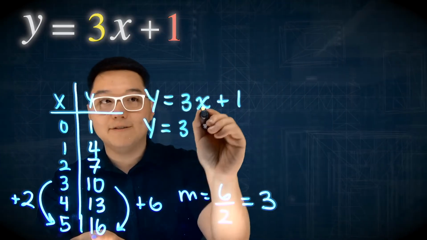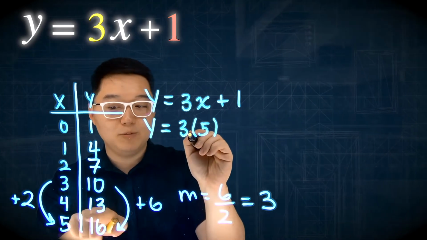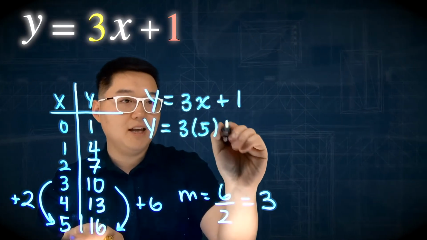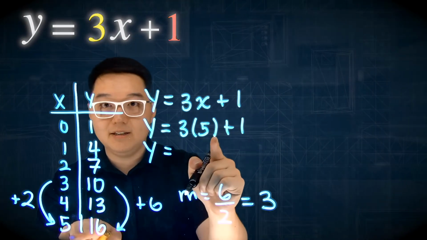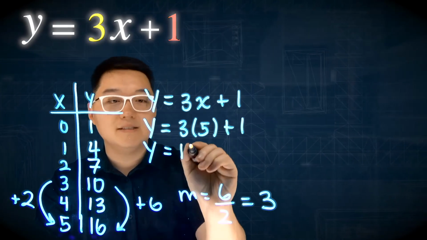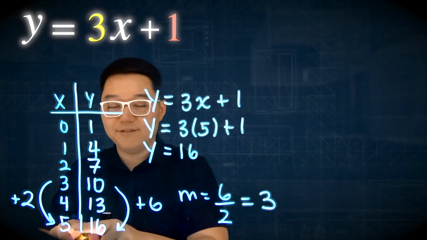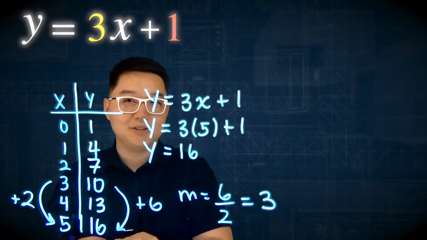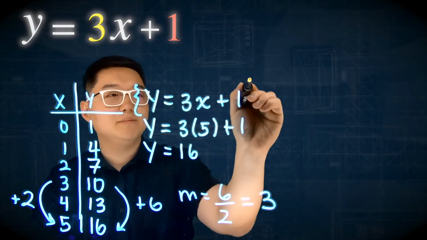So we're going to plug in 5 for x, because x represents the number of days. We want to figure out how much money you have in 5 days. Well, 3 times 5 is 15, plus the extra 1 that you started with in the beginning, that gives us 16. Which makes sense, because in our original problem, on day 5, you have $16. So here we already verified that our equation y equals 3x plus 1 is true.